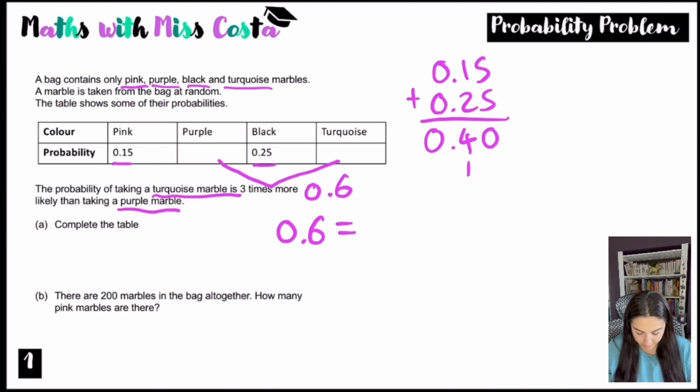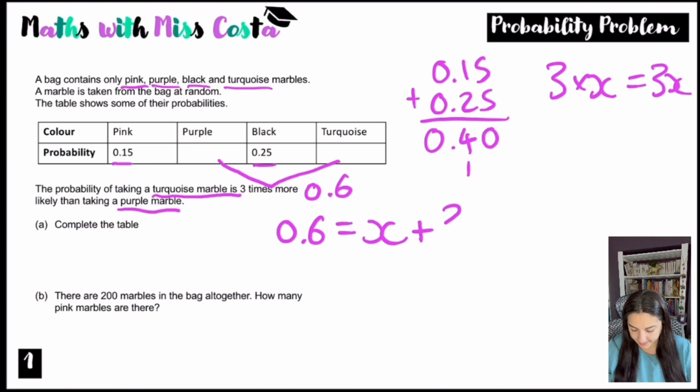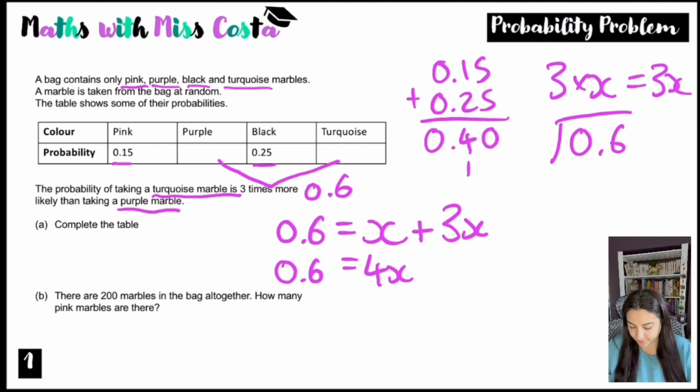Now, the turquoise marble is 3 times more likely than a purple marble. So if my purple marble, I say the likelihood of it being taken out is X because I don't know, then the probability of it being turquoise would be 3 times that. And 3 times X, I can just write as 3X. So I know that X plus 3X would simplify to make 4X, and that 4X equals 0.6. So to figure out what X is, I do 0.6 divided by 4.